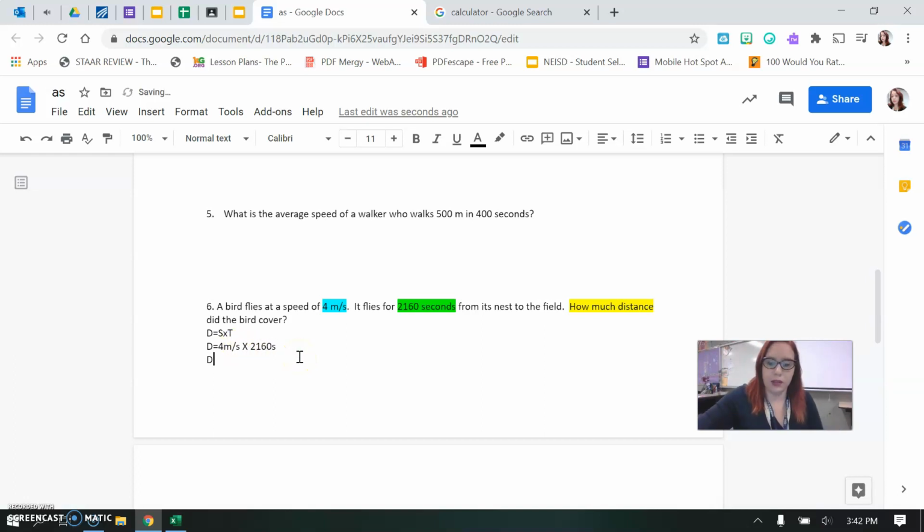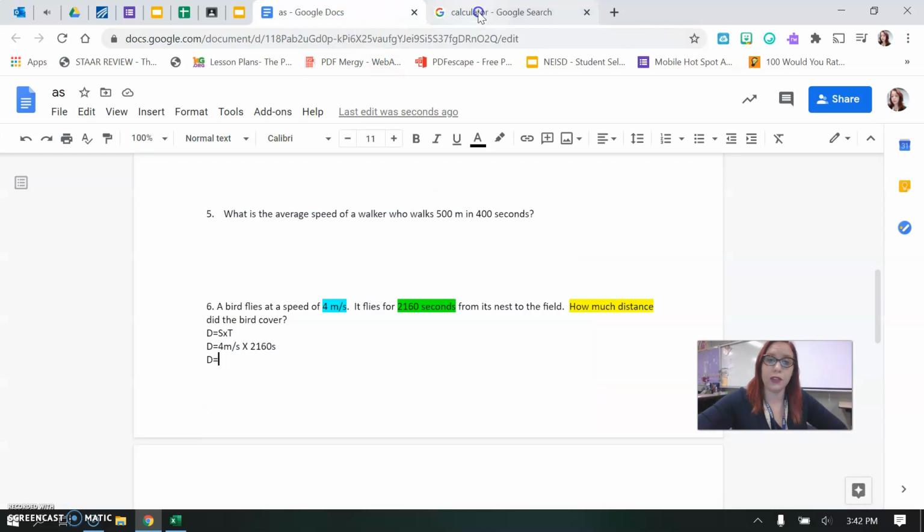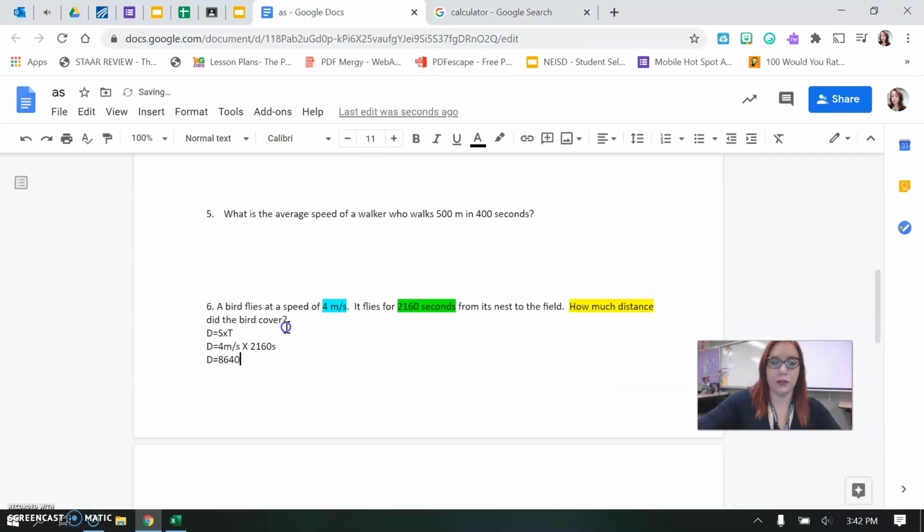You could go to your calculator next, and multiply 4 by 2,160. Make sure you clear it first. 2,160 multiplied by 4 gives you 8,640. But not just 8,640, because this is a distance. We need a unit. Are we going to use meters, meters per second, or seconds? Since this is a distance, we're going to use meters, because meters is a unit for distance. And that would be your answer.